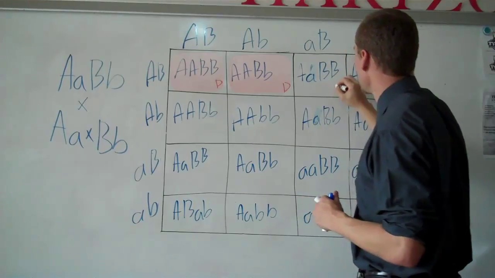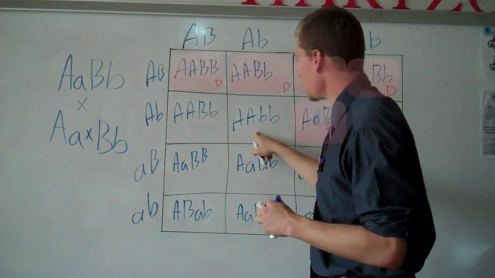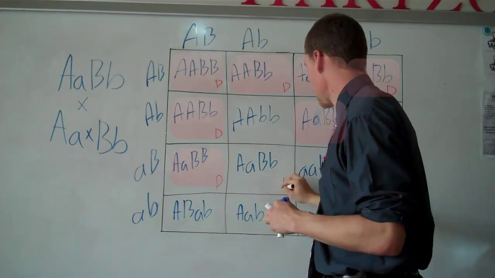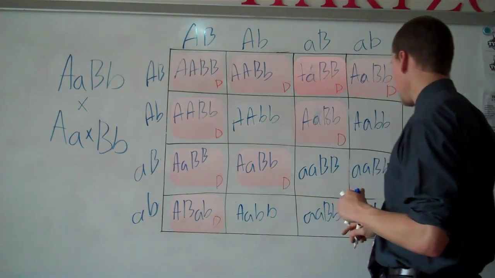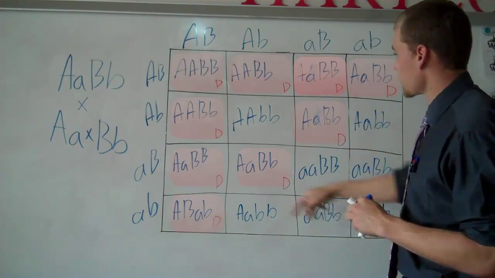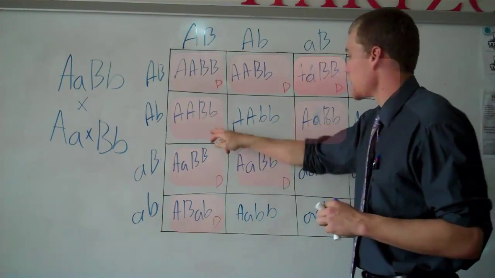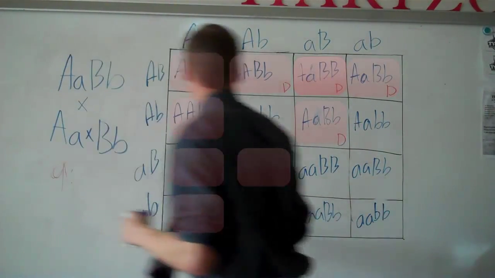So we've got dominant here, dominant here, dominant here. Both of them are dominant there. Only one is dominant here. Both dominant, dominant, dominant, dominant. And I believe that's all the ones that are dominant. So that's 1, 2, 3, 4, 5, 6, 7, 8, 9. So we've got 9 where they're all dominant.